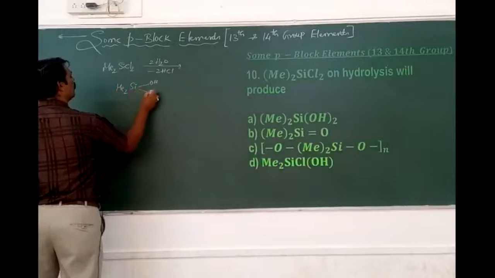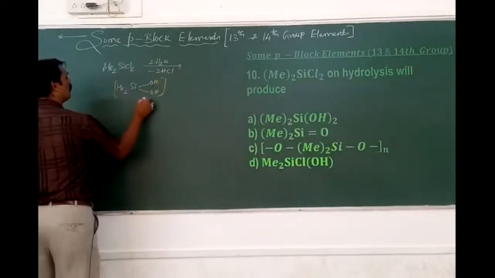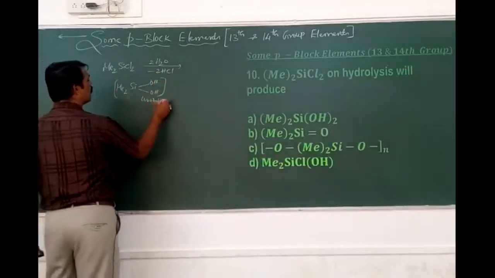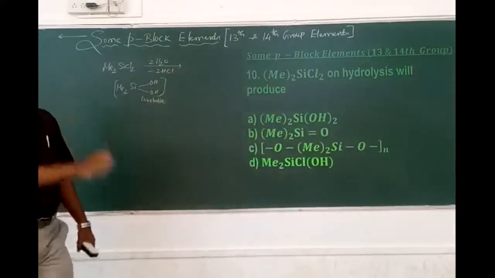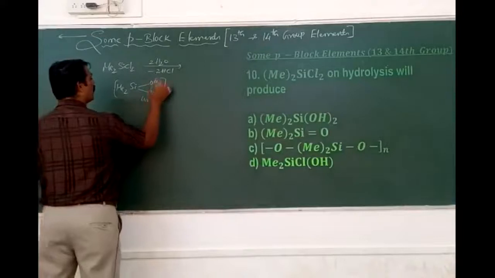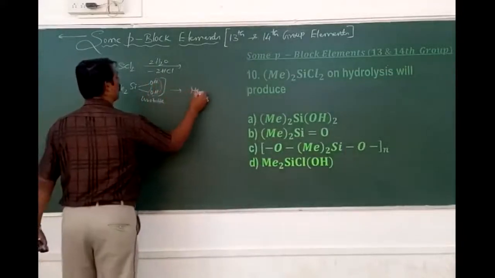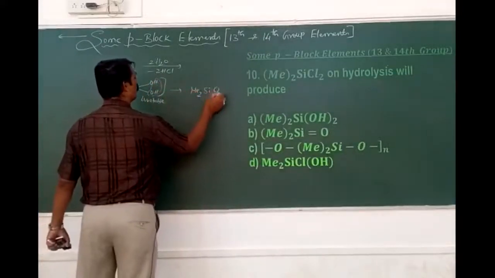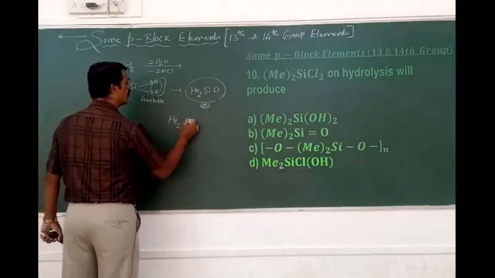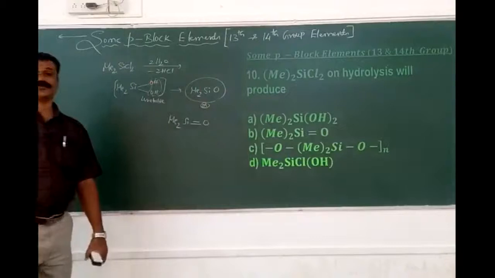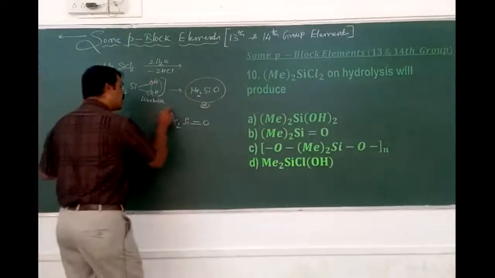Therefore, Me2Si(OH)2. But these types of compounds are highly unstable, because anything in which two or more hydroxy groups are attached to the same atom is found to be highly unstable. Therefore, they readily lose a molecule of water to give Me2SiO, which is written as Me2Si double bond O. So here, this is also unstable.